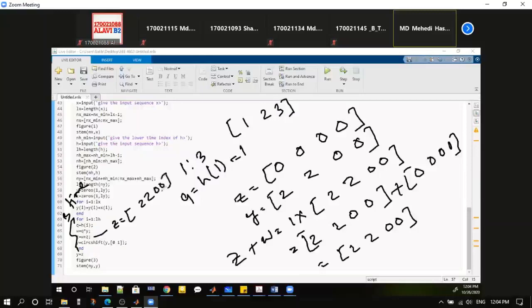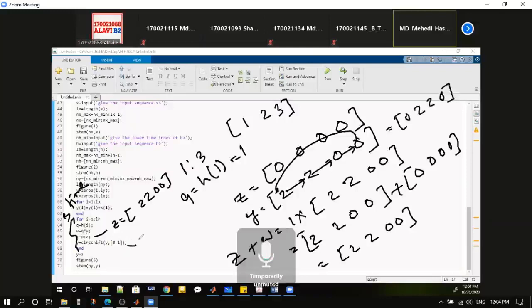And what will be the y? Sir, this function, the circular shift. Circular shift means this will come here, this one goes here, this one goes here, and this one goes here. So your y will look like 0, 2, 2, 0. After this line, your y will look like 0, 2, 2, 0. Is it okay?